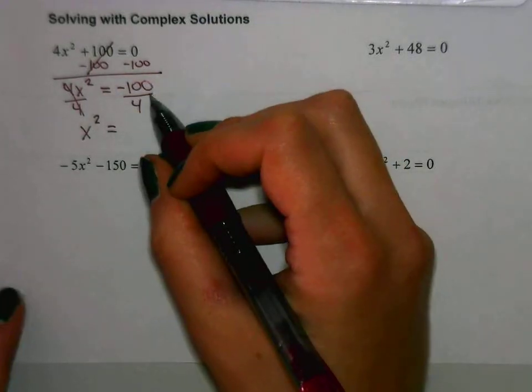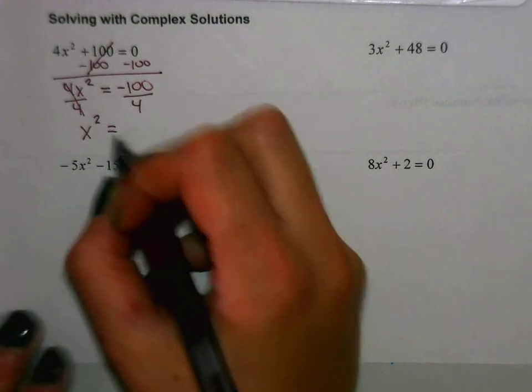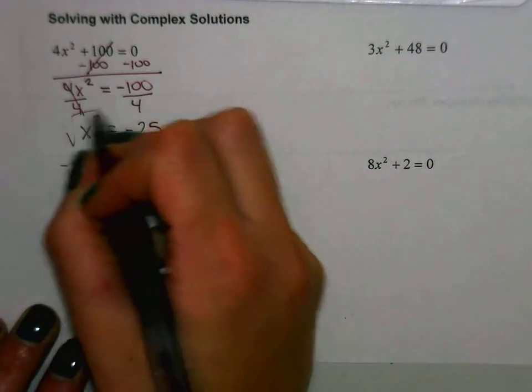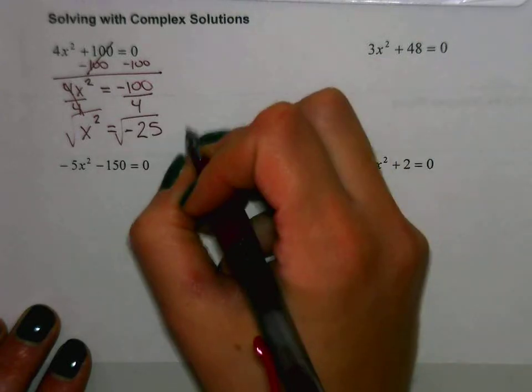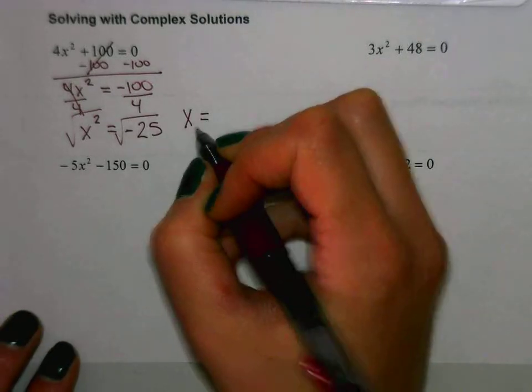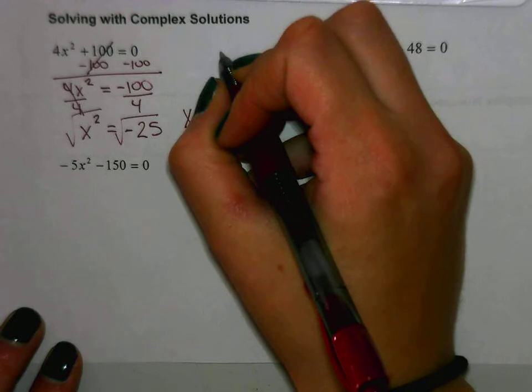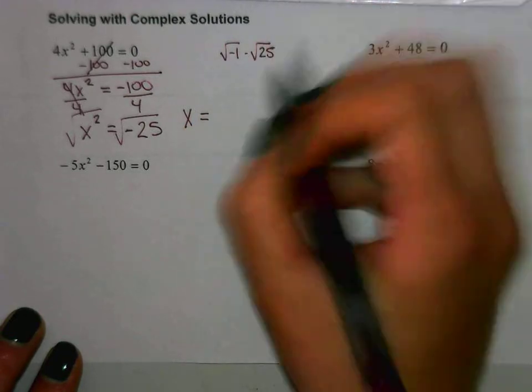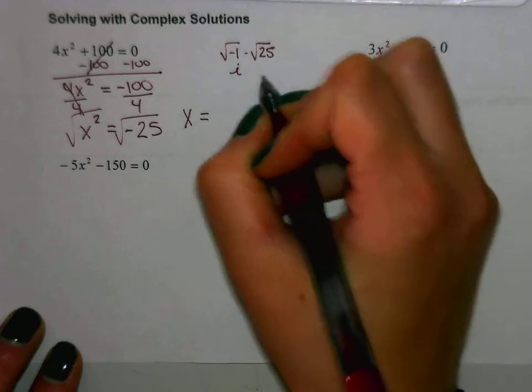So then our last step, we square root both sides. So x equals, remember, the square root of negative 25 is the square root of negative 1 times the square root of 25. Square root of negative 1 is i. Square root of 25 is 5. So we have our answer of plus or minus 5i.